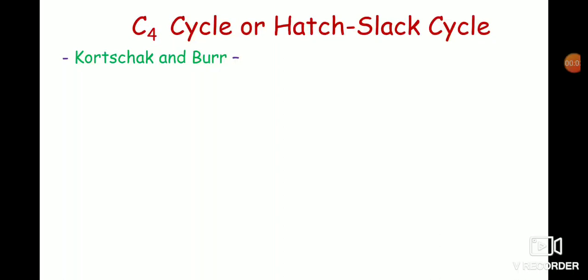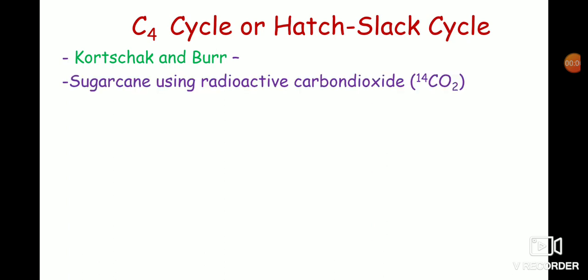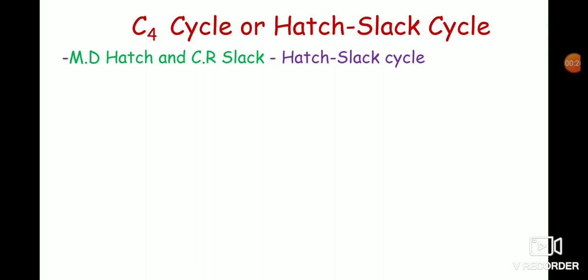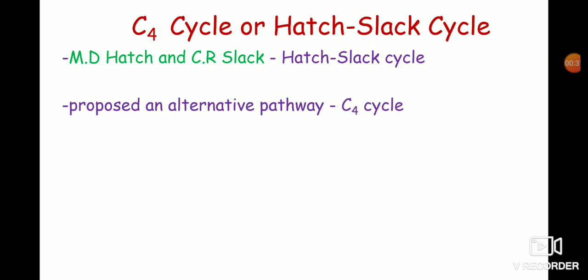Kortschak and Burr conducted an experiment in sugarcane using radioactive carbon dioxide and identified that the first stable compound formed is a 4 carbon compound, which is a dicarboxylic acid like oxaloacetic acid or malic acid. This was confirmed in several plants by Hatch and Slack, hence this cycle is also called the Hatch-Slack cycle. They then proposed an alternative pathway, the C4 cycle.